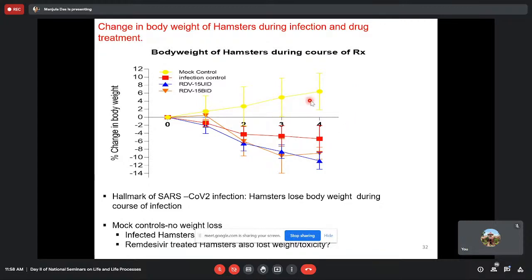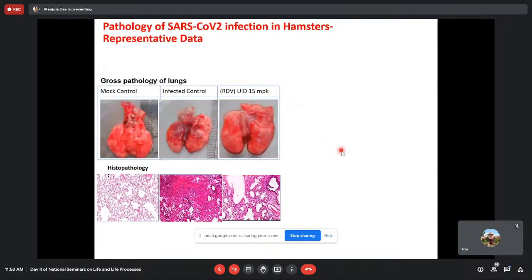So the uninfected animals had increasing body weight, whereas when we infect them with the virus, the body weight is reduced. But even upon remdesivir treatment, the body weight is not increased, maybe due to toxicity. That's what we see when we check the lung. The infected lung is also shrunk. But when we use remdesivir, we see a lot of toxicity there.